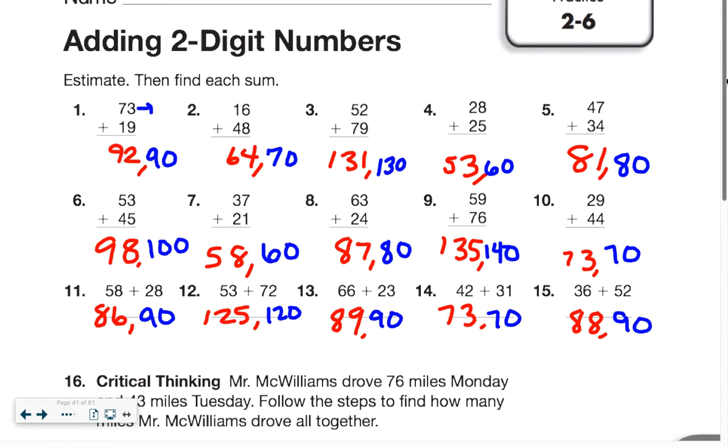So number 1 is 92 and 90. Number 2, 64, 70. Number 3, 131, 130. Number 4, 53, 60. 5, 81, 80. 6, 98 and 100. 7, 58 and 60. 8 is 87 and 80. Number 9, 135, 140. Number 10, 73 and then 70.